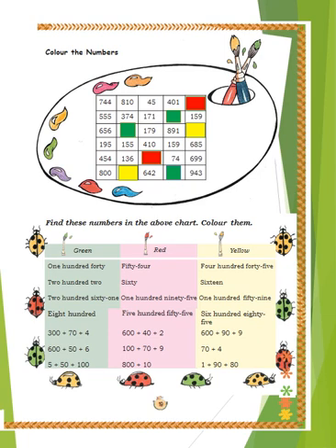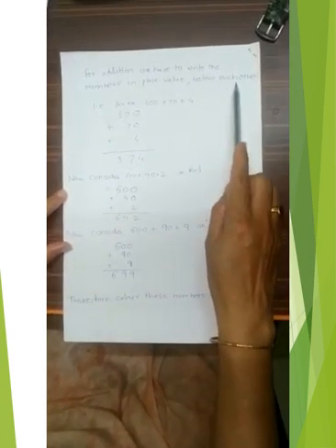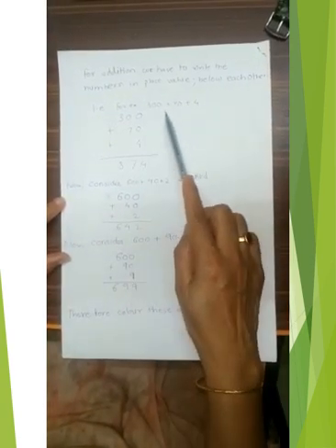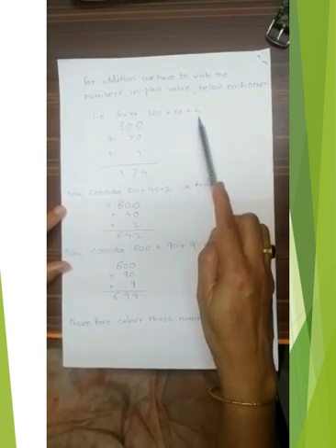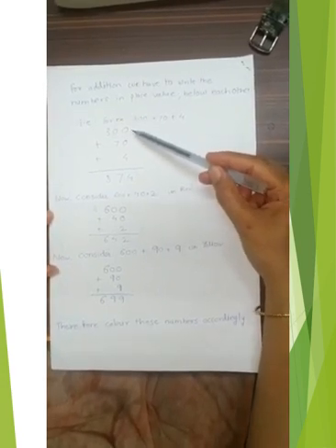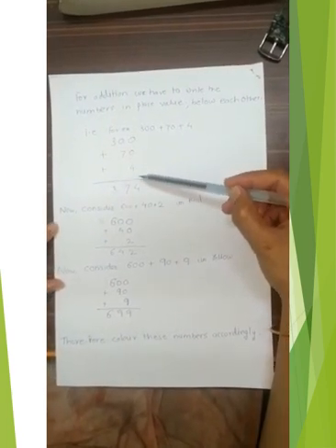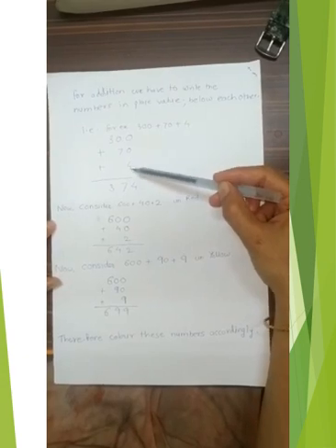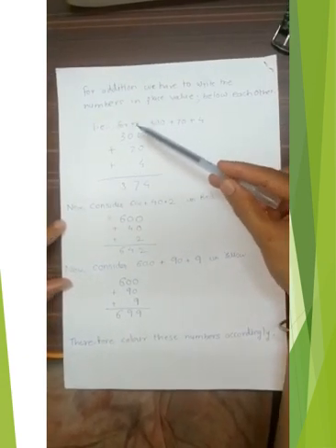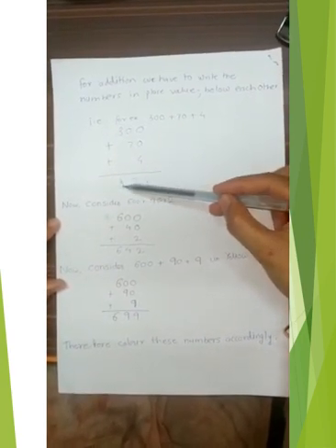Now, I have made one video in which I will explain the addition of these numbers. For addition, we have to write the numbers in place value below each other. For example, 300 plus 70 plus 4. We have to write these numbers in place value below each other. 300 plus 70 plus 4. And then add: 0 plus 0 plus 4 is equal to 4. 0 plus 7 is equal to 7 and this 3.